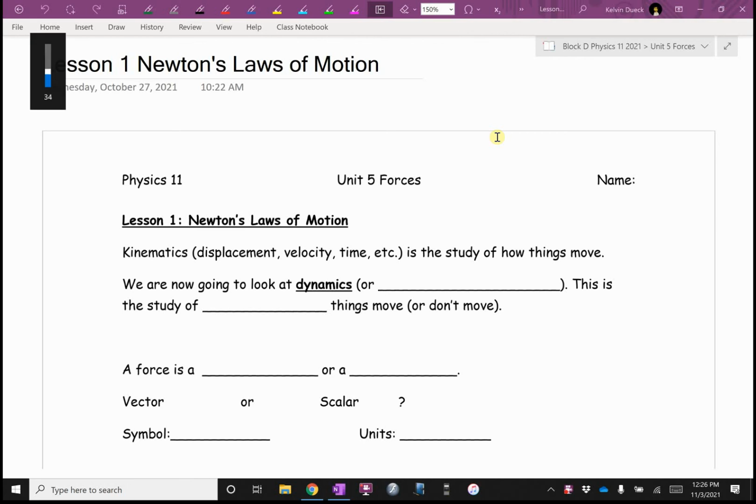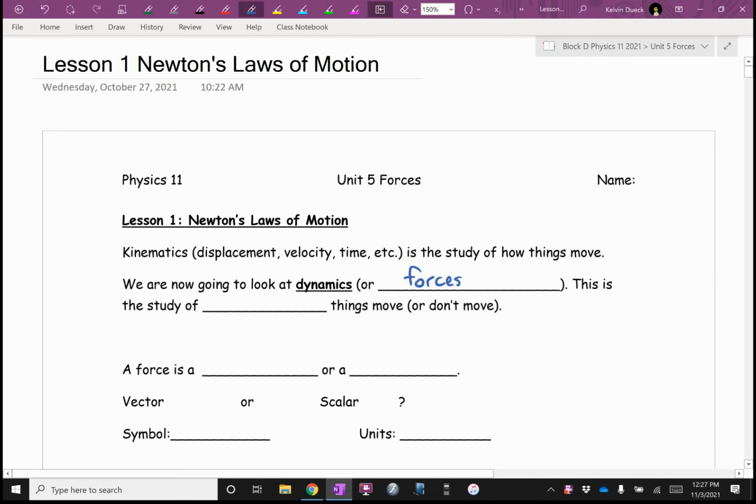So kinematics, displacement, velocity, time, that was the study of how things move. Free fall, d equals vi t plus a half at squared, vf squared equals vi squared plus 2at, vf equals vi plus at. That was the study of how things move.